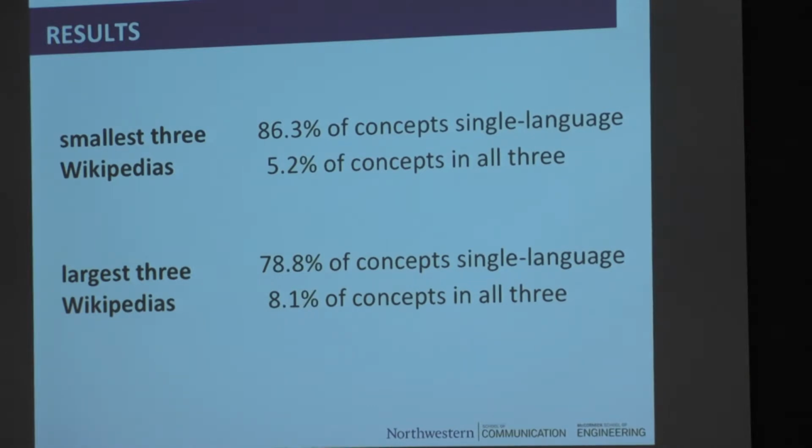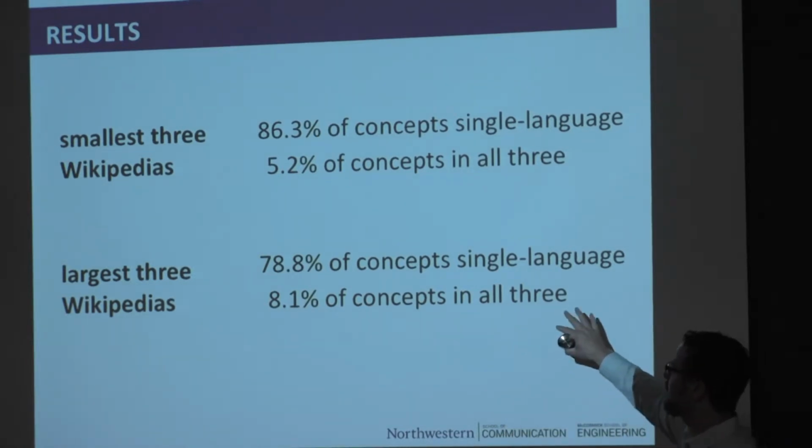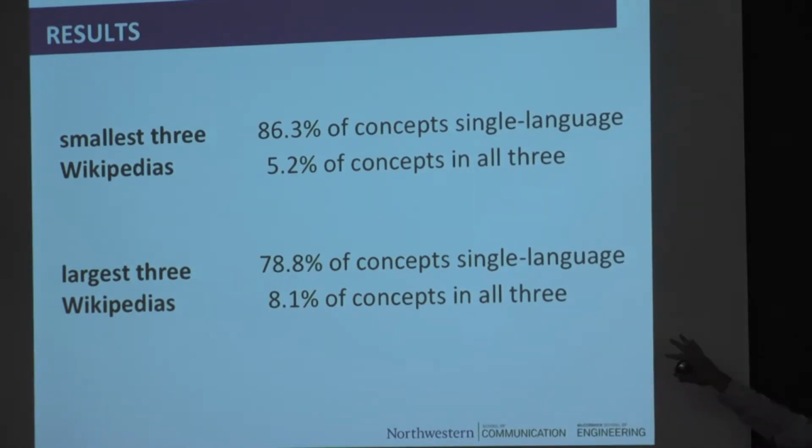And this is a very robust finding. So even if we look at something like the largest 3 Wikipedias, we still see that about 78 or 79% of the concepts are single language, and only 8% of those concepts exist across all 3. So we have lots of ways that we can parse the data and look at it to test for where these differences and distinctions might be coming from.